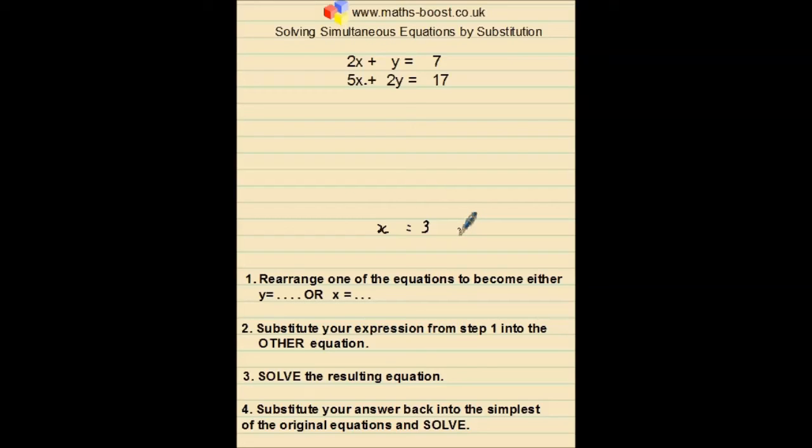Step 4, the final step. Since we now know the value of x, we can substitute for x into the simplest of the original equations and solve. Now once again you've got a choice, and actually both will work, but one will usually be easier than the other. And experience will help you with this, but we made a decision early on that this was the simplest of the two equations, and that's not changed. So it's this first equation that we'll substitute our value of x into. And we'll go on to solve.